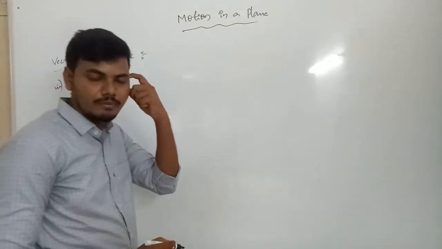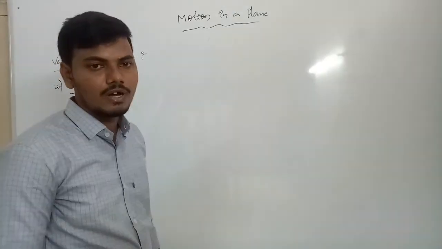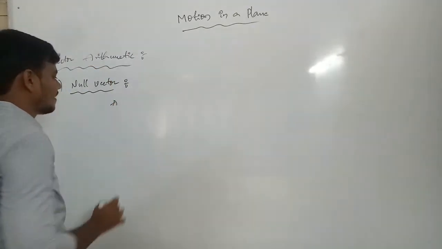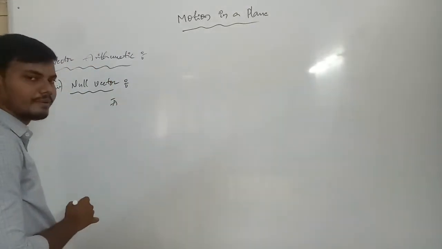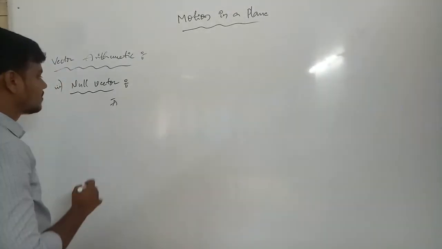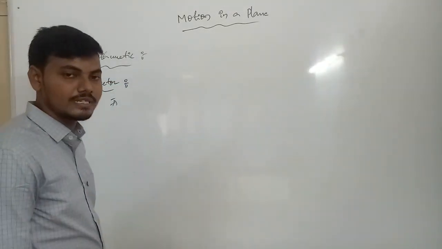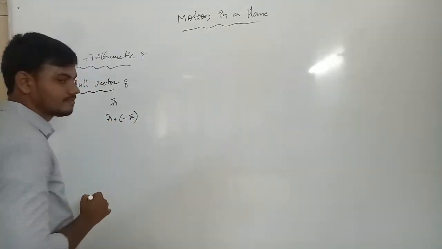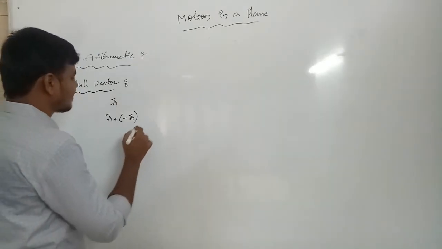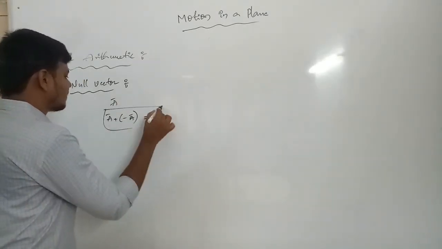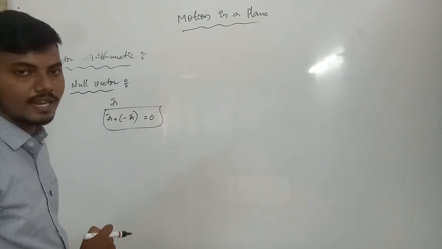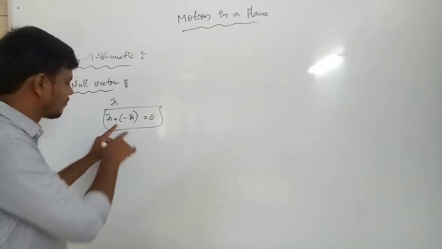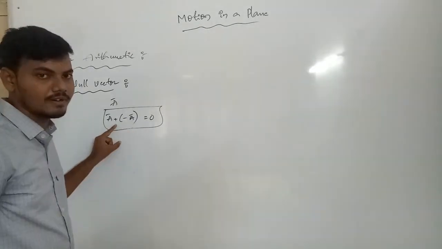The null vector has magnitude 0. How do we get a null vector? For example, take a vector A bar, and then add the same kind of vector in the opposite direction, minus A bar. A bar plus minus A bar is equal to 0. This is known as the null vector. Similarly, A bar plus minus B bar is equal to A bar minus B bar. Clear?